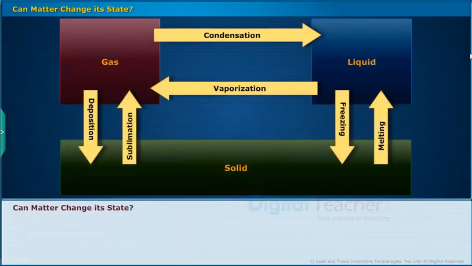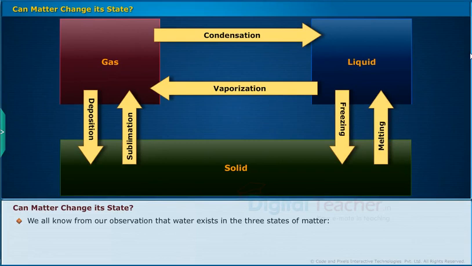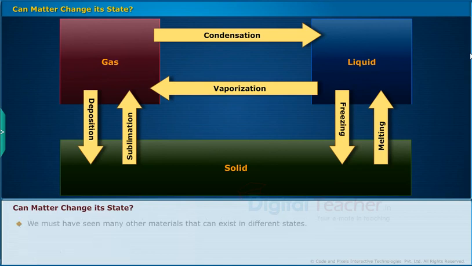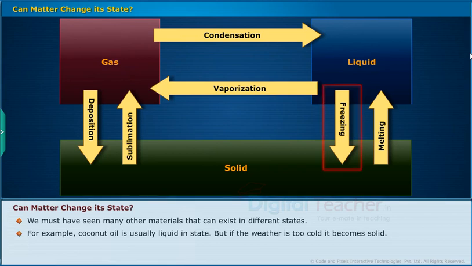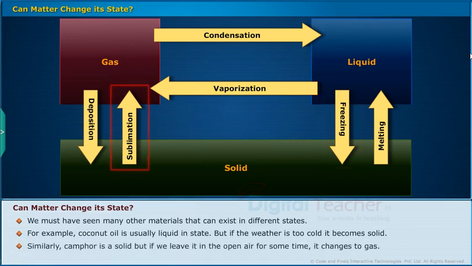Can matter change its state? We all know from our observation that water exists in the 3 states of matter: solids as ice, liquids as the water, and gases as water vapor. We must have seen many other materials that can exist in different states. For example, coconut oil is usually liquid in state, but if the weather is too cold, it becomes solid. Similarly, camphor is a solid, but if we leave it in the open air for some time, it changes to gas.